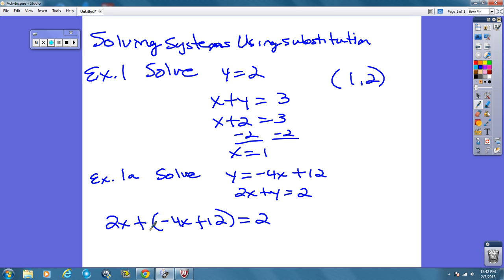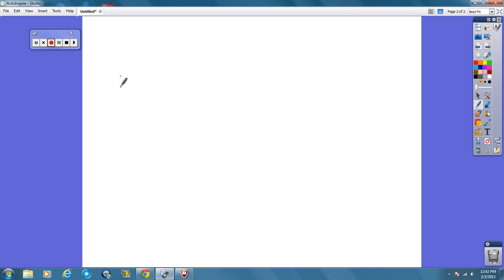Now at this point, this is what we've been working on with the daily checks every day. We are now going to combine like terms and solve for x. And then once we get x, we'll substitute it back in to get y. So we're going to have 2x plus a negative, which is the same thing as minus, 4x plus 12 equals 2. Let's keep in mind that we're going to have a negative 2x plus 12 equals 2.